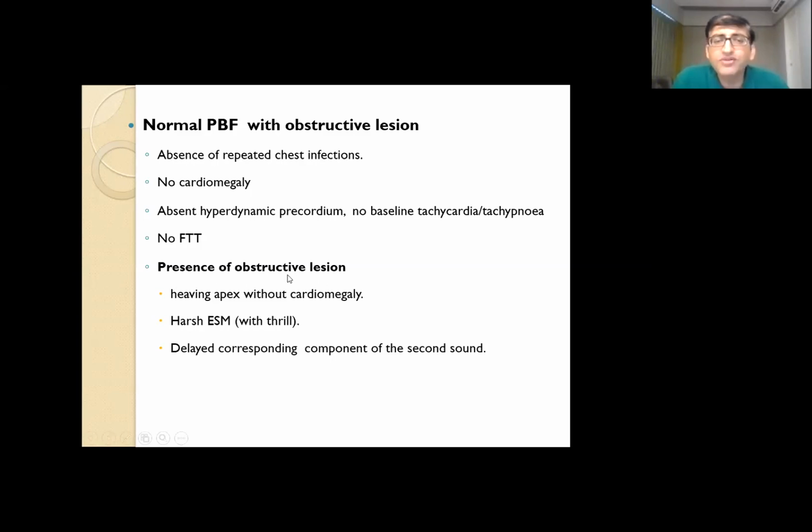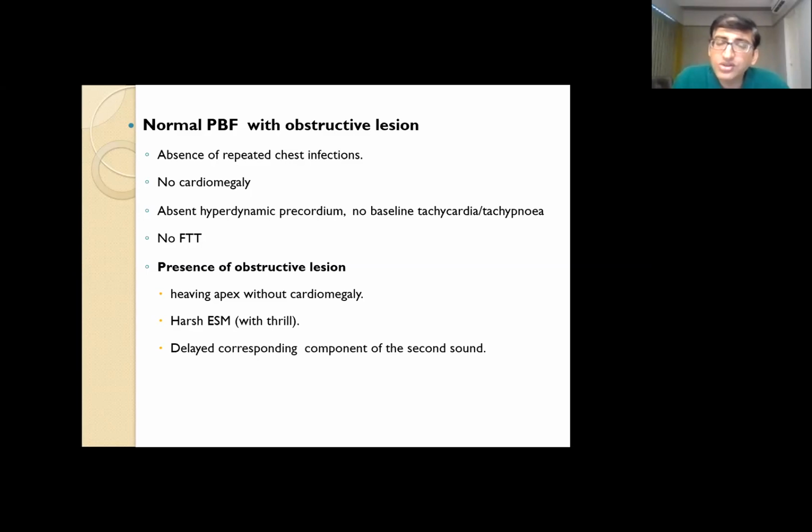Depending upon the type of obstructive lesion, the child will have a heaving apex. The systolic murmur will be of higher grade because obstructive lesions have a more harsh murmur, and there is a delayed corresponding component of the second heart sound. Like if it's pulmonary stenosis, then the pulmonary component will be delayed. If it's aortic stenosis, the aortic component will be delayed.